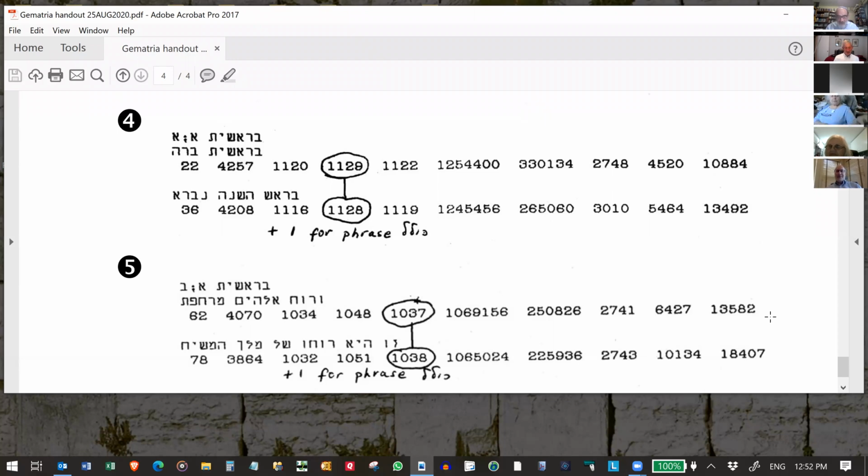I want to at least touch base, and maybe at a future time I'll be able to give a little bit more, but at least touch base on a few of the places where we see Gematria is brought down in Halacha and Gemara and Poskim and so on.